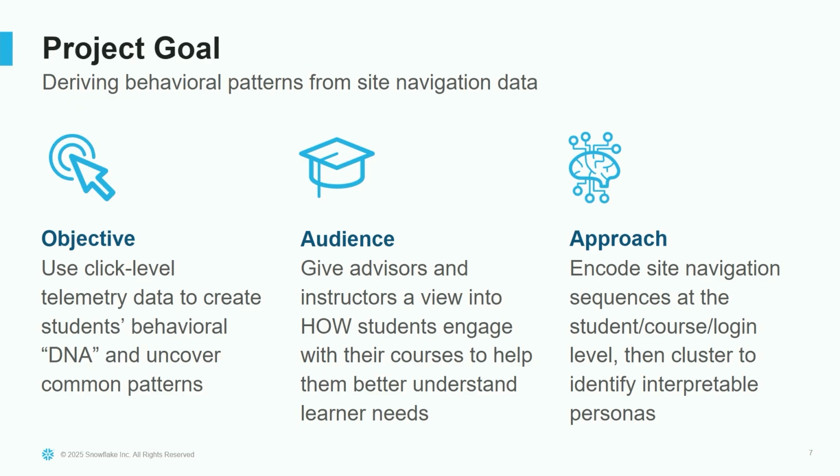And so our approach for this is to encode the site navigation sequences. We're looking at it at the student course login level, because we tie all of our engagement scoring to the course itself, so we can look at success in a course. Did someone pass or fail? What kind of behaviors contribute to success in a course? And then we're going to take those and cluster them to identify interpretable personas, session types, different types of behaviors that we can see from this data.